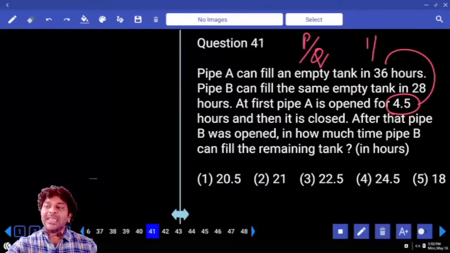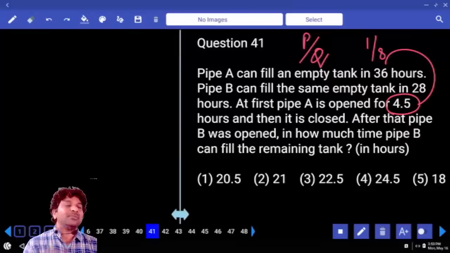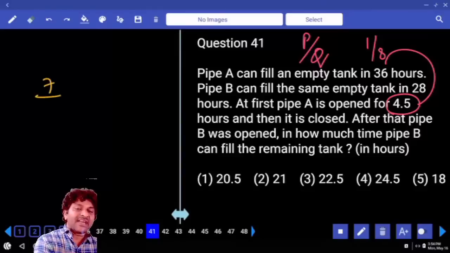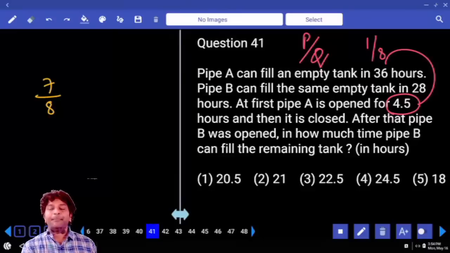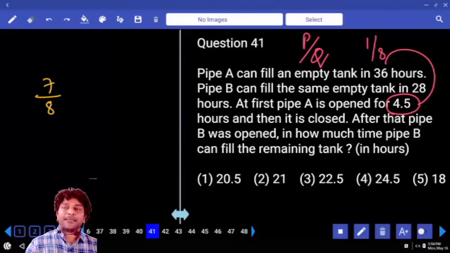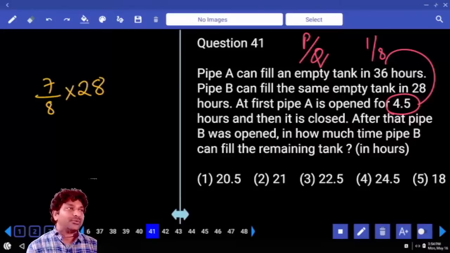So 1/8 of the tank is already filled by tap A. Then the remaining should be filled by tap B. If 1/8 is filled, what is remaining? 7/8 of the tank must be filled by tap B. B can fill the total tank in how many hours? 28. So 7/8 can be filled in how many hours? 7/8 into 28. That's it.